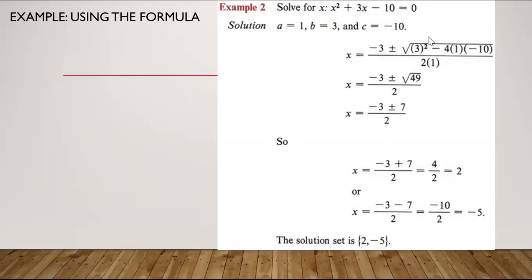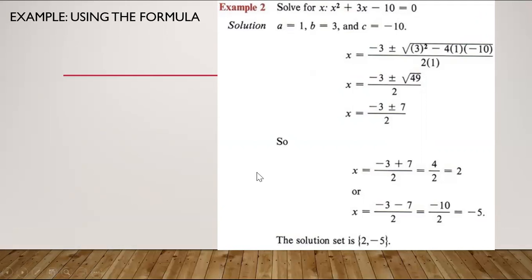So, solve x squared plus 3x minus 10 equals 0. We take a equals 1, b equals 3, and c equals negative 10. We put it into the quadratic formula. We chew it down a little bit, and we get negative 3 plus or minus 7 over 2. Negative 3 plus 7 is 4, over 2 is 2. Negative 3 minus 7 is negative 10, over 2 is negative 5. And we find that the solution is 2 or negative 5.